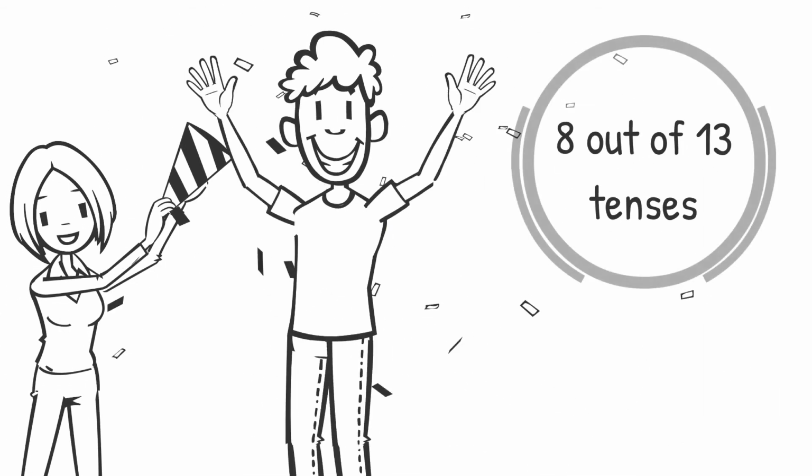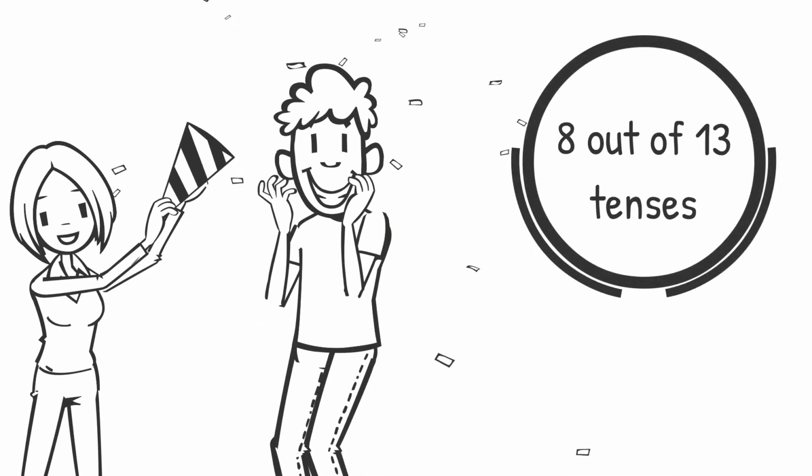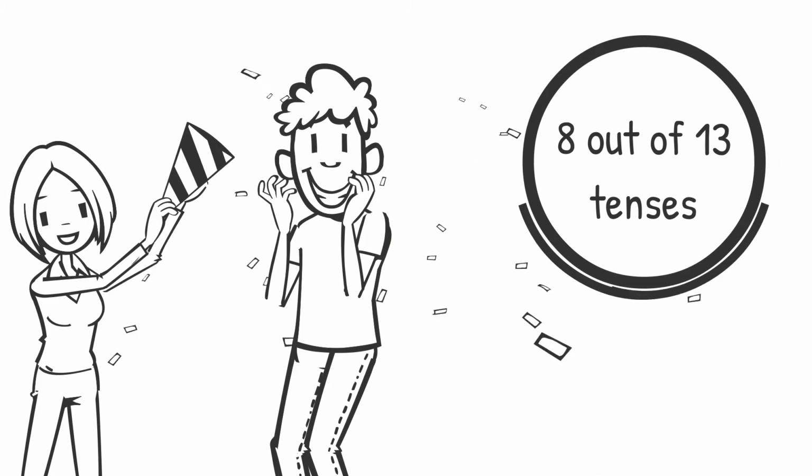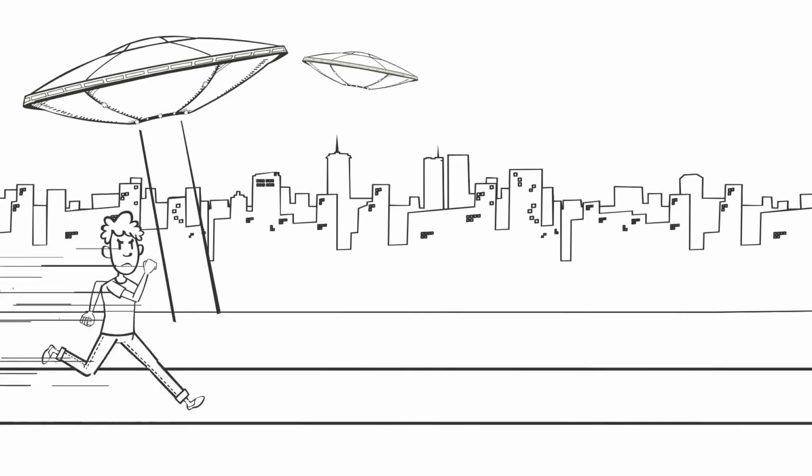So far, we have learned 8 out of a possible 13 tenses, or 8/13 as a fraction, or 61.54 as a percentage, but this isn't about mathematics, this is about grammar. So let's get back to grammar and back to the future.